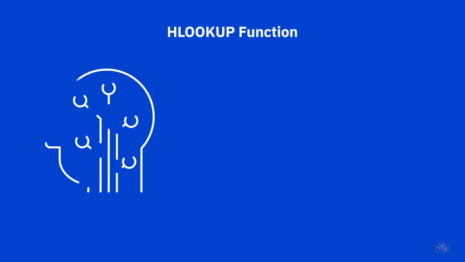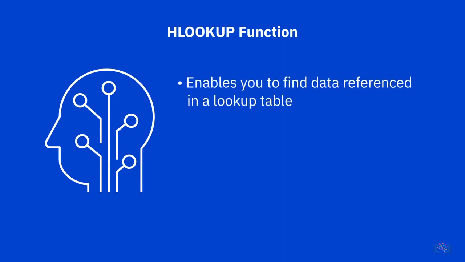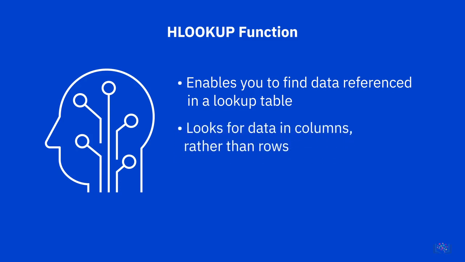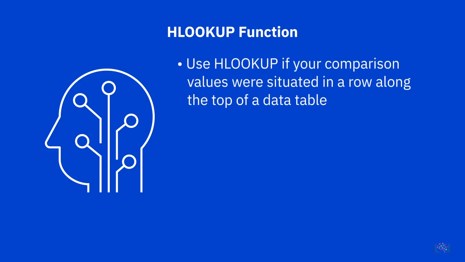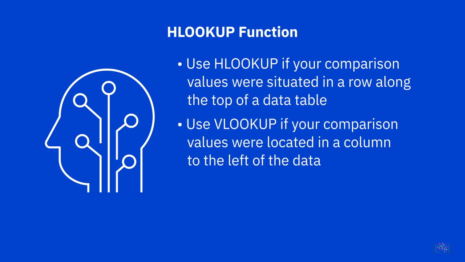Let's now take a look at the HLOOKUP function, which, as we mentioned earlier, does the same thing and works in virtually the same way as the VLOOKUP function, but it looks for data in columns rather than rows. So, HLOOKUP looks for a word or value in the top row of a table, and then returns a value in the same column from a row specified in the table array. Therefore, you would use HLOOKUP if your comparison values were situated in a row along the top of a data table. In contrast, you would use VLOOKUP if your comparison values were located in a column to the left of the data you want to find, as they were in the previous task.